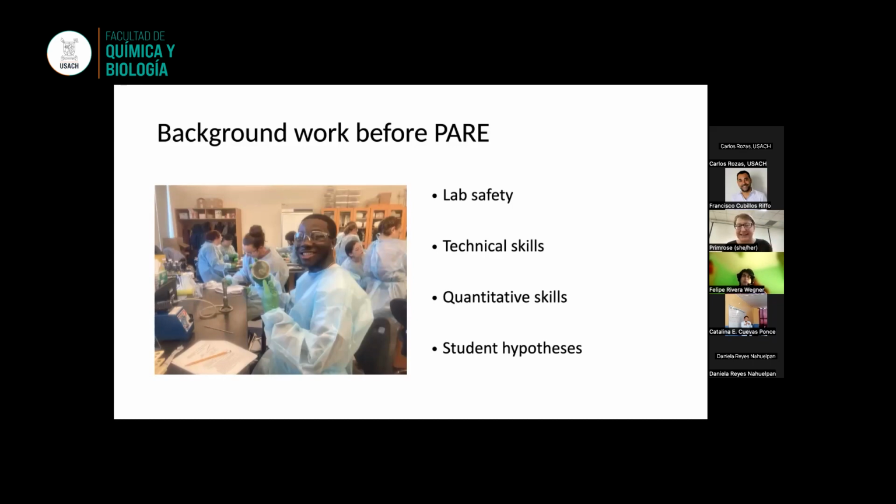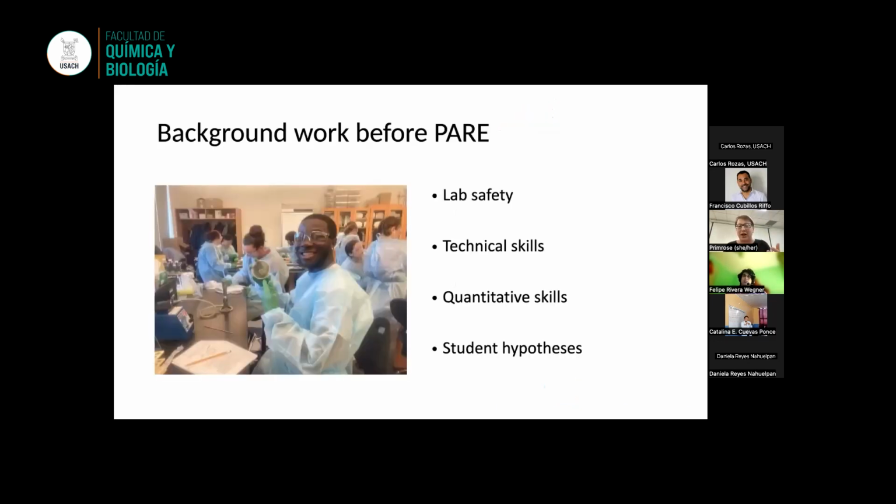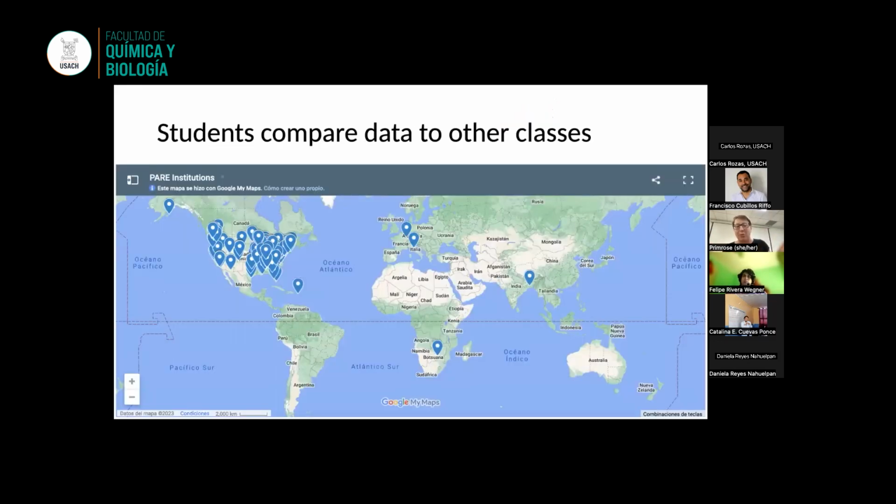In this case, it was, where locally do I expect to find a lot of antibiotic resistance in the soil? And we talked about why you might expect to find antibiotic resistance in the soil. So they still have ownership and responsibility, even though they didn't design the experiment. The experiment was designed by these outside colleagues. Their data goes to the outside colleagues, and it goes to the broader global community.